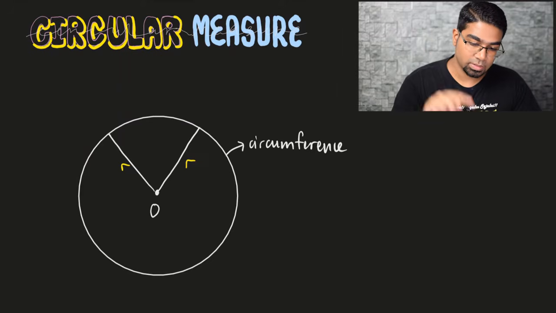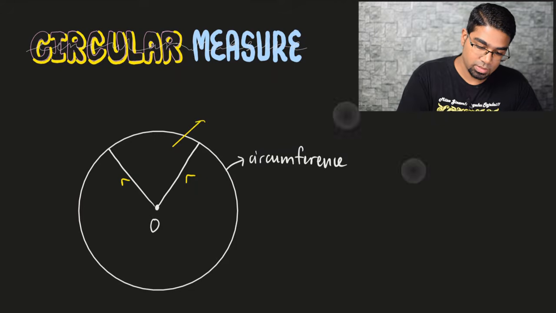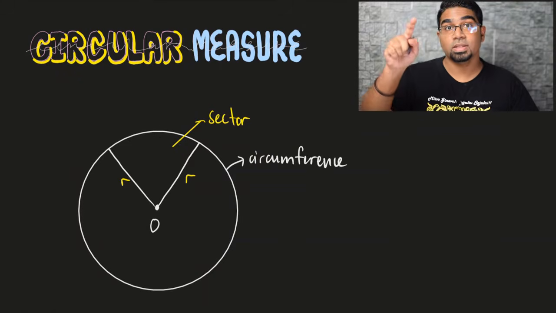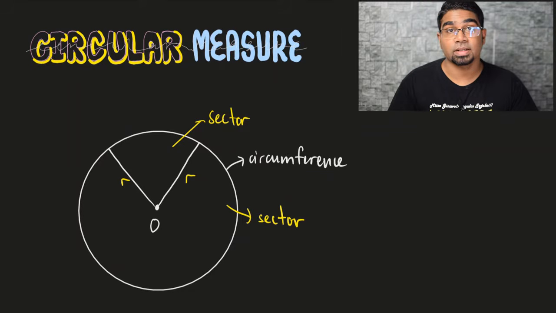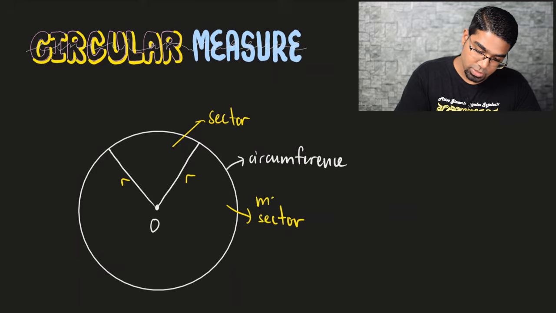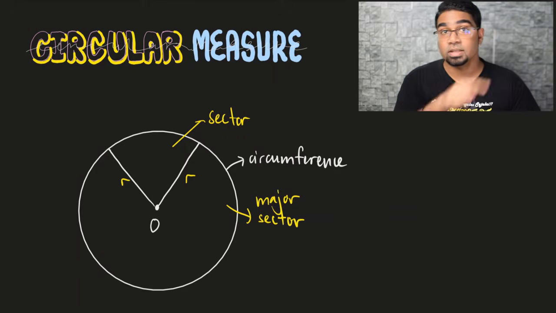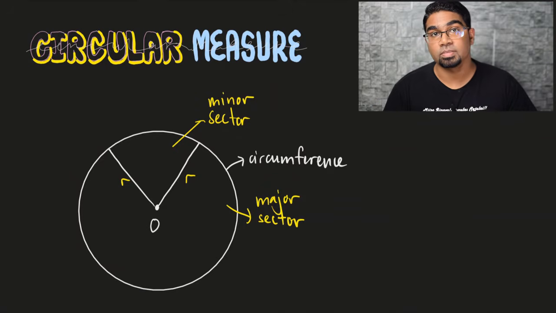So both are sectors. We have this sector here, the smaller slice. We also have the larger slice. So the rest of it is also known as a sector. So now how do we differentiate between the larger sector and the smaller sector? So we name them major and minor. The larger sector is known as the major sector, the larger piece, and then the smaller slice is known as the minor sector. So we have minor sector as well as major sector.